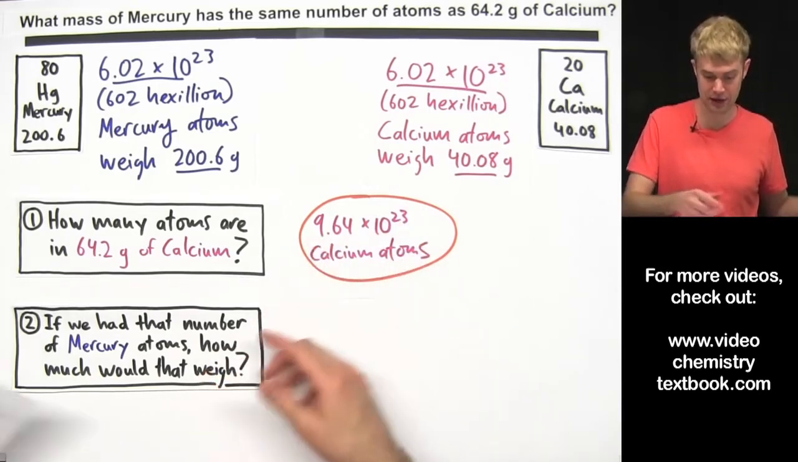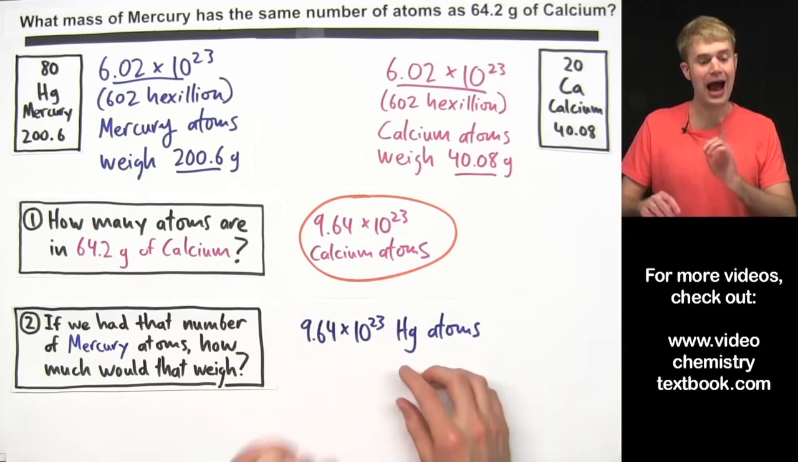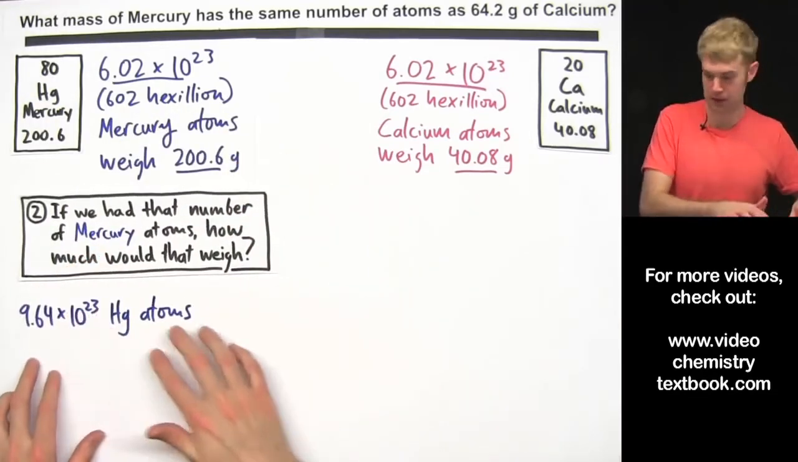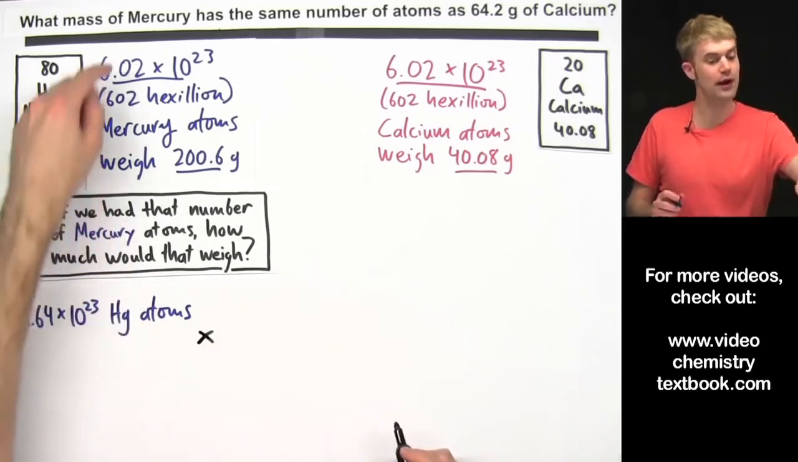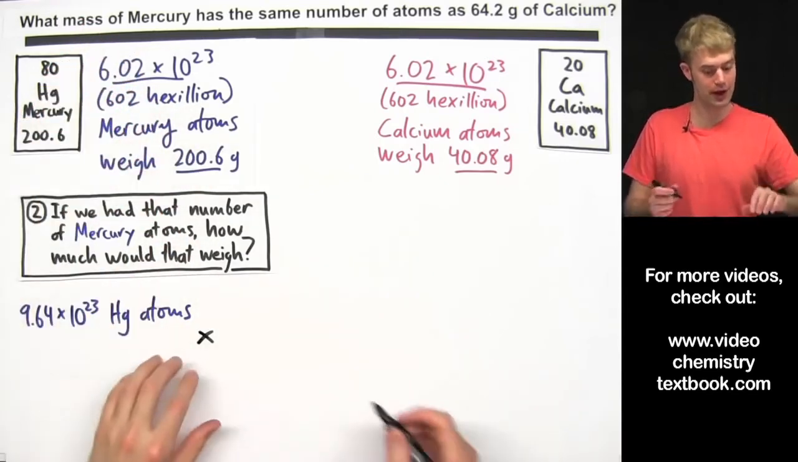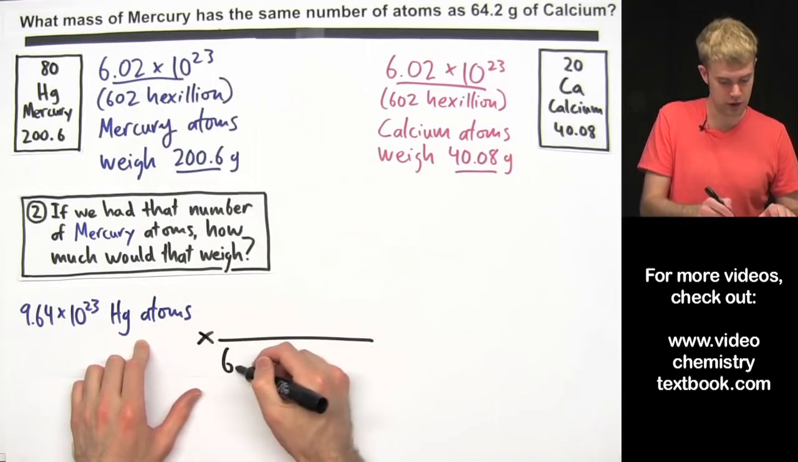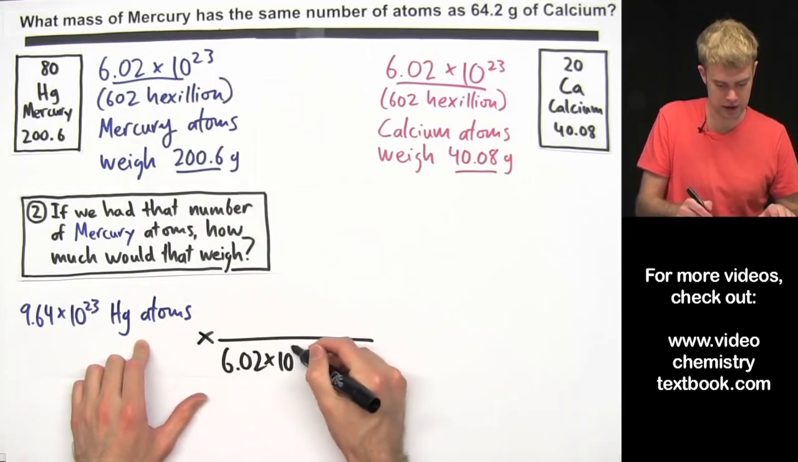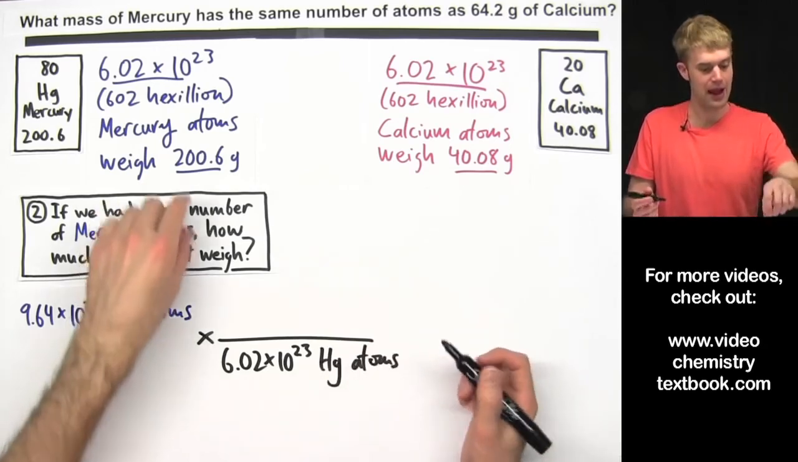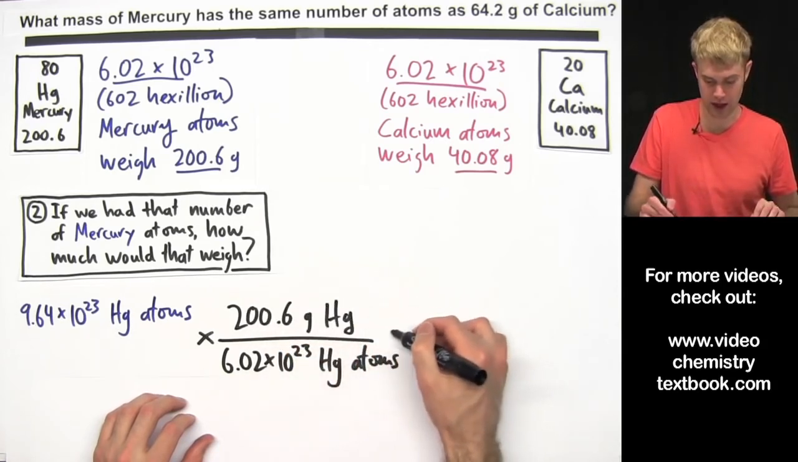Okay, so we have this many calcium atoms. If we had that much of mercury, how much would that weigh? Okay, so here's how we're going to do that. We're going to take this and we're going to multiply it by a conversion factor that we can write from this information that tells us about how much a certain number of mercury atoms weigh. Okay, so we're going to multiply that by 6.02 times 10 to the 23rd. We can do Hg mercury atoms on the bottom, and then multiply it by 200.6 grams of mercury on top.